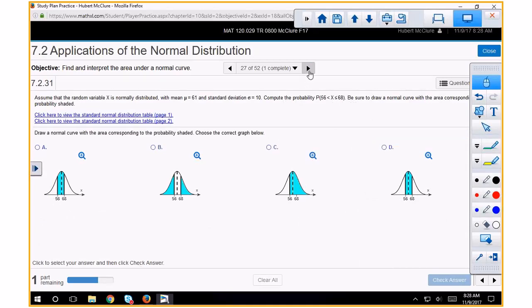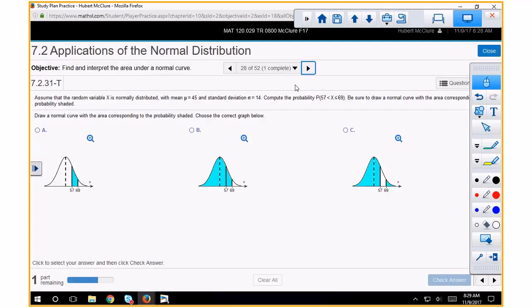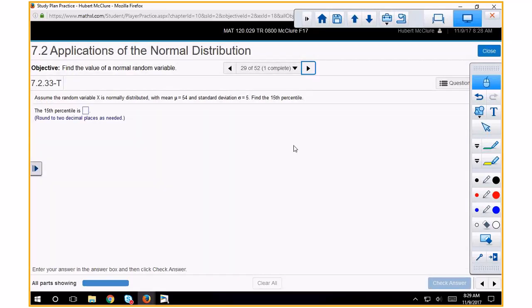Same type. Same type. It'll only give you like 5,000. Okay, do that one.